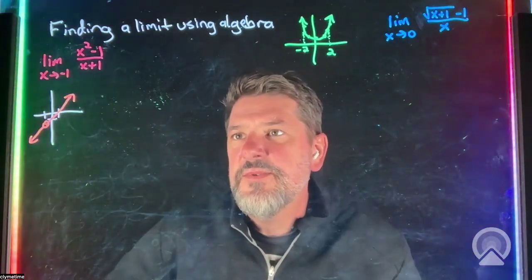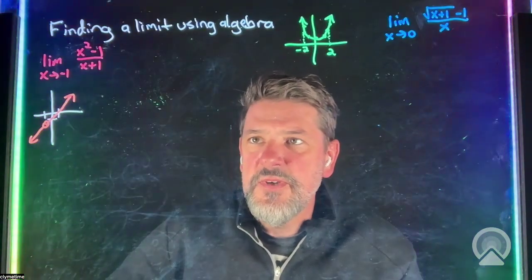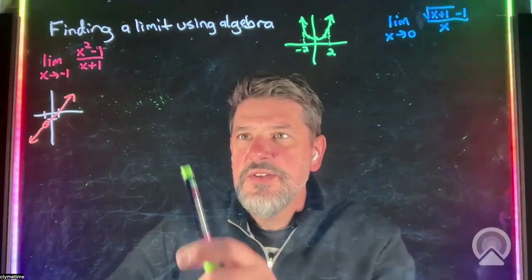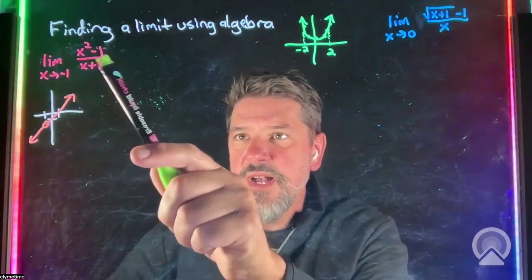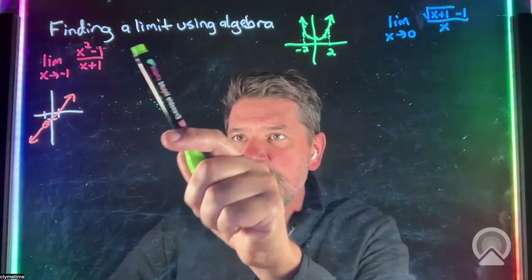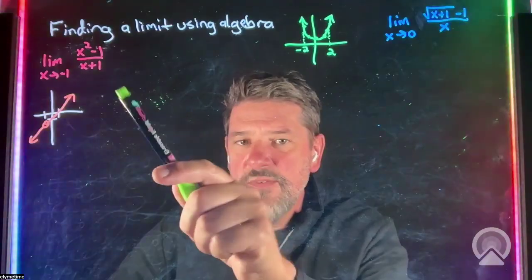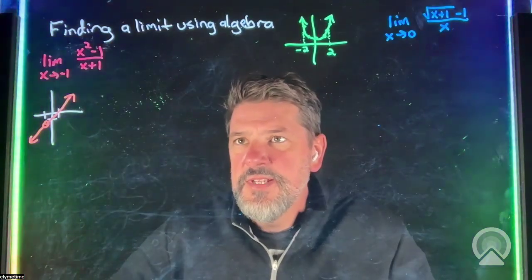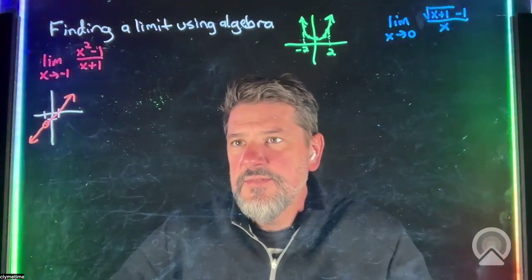Now, if we look at this example right here, the limit as x approaches -1 of (x squared minus 1) over (x plus 1). It turns out that if we plug in -1 directly, we get -1 squared, which is +1. +1 minus 1 is 0. And then on the bottom, we get -1 plus 1 is 0. So we get 0 over 0. That's not good because 0 over 0 is considered indeterminate and it's not defined.